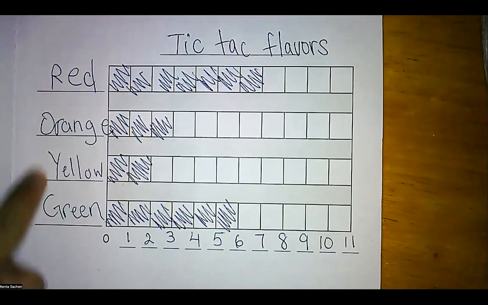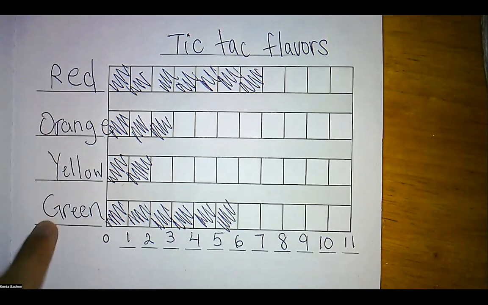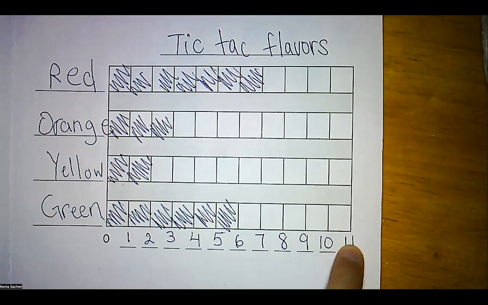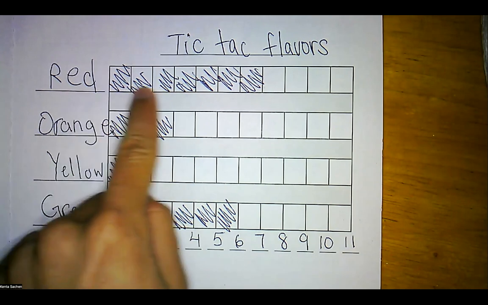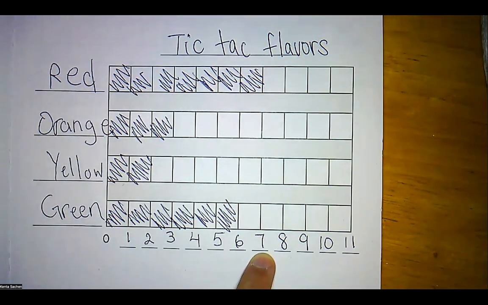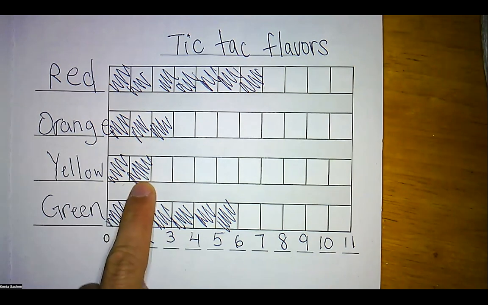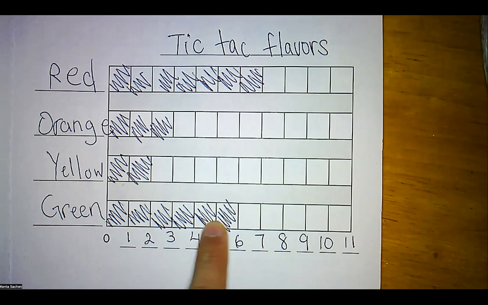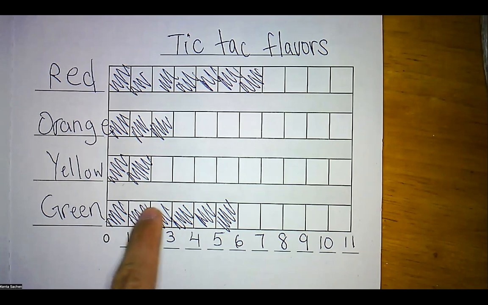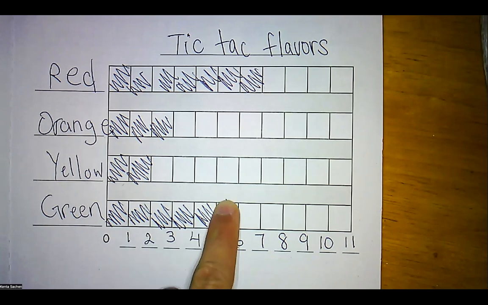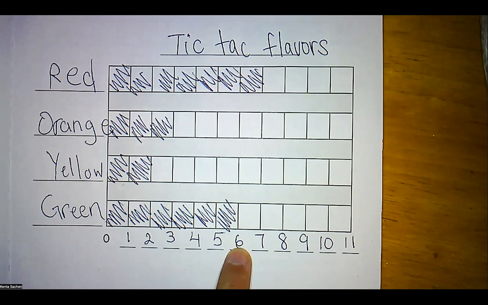Okay, so these labels tell me the flavor or color. These labels tell me the number of Tic Tacs. So by looking at this, I can see I had 7 red Tic Tacs, 3 orange Tic Tacs, 2 yellow Tic Tacs, and 6 green Tic Tacs. And this label is nice because I don't have to count each one. I can just go to the last one and go down to see that it is 6. Okay, my Tic Tac flavors.